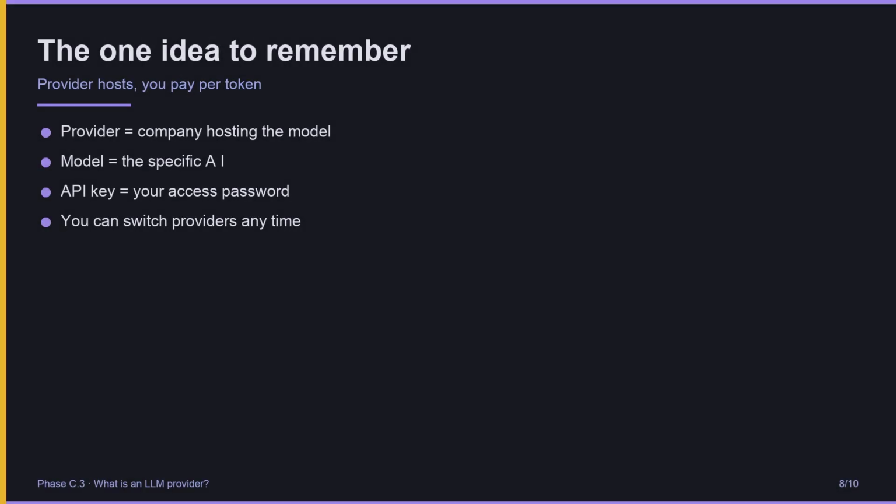If you remember one idea, provider hosts, you pay per token. Provider is the company hosting the model. Model is the specific AI. API key is your access password. And you can switch providers anytime, OpenCode is never locked in.